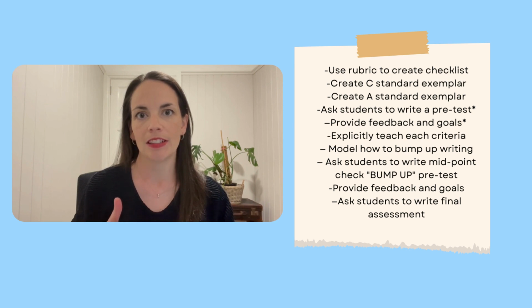I then teach the students all of the criteria in the A. And again, as a class, we take the B standard that we've created and we bump it up to an A standard. So once I've taught all of the criteria explicitly on the marking guide, then I get the students to do a midpoint check. So they're doing exactly what I've modeled. They're taking their writing from their pretest and they're bumping it up using the goals that I've set them on their checklist and the feedback that I've given to them.